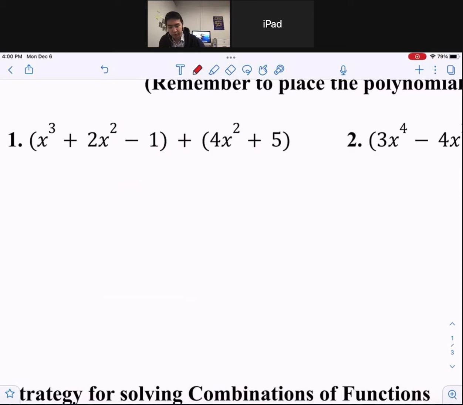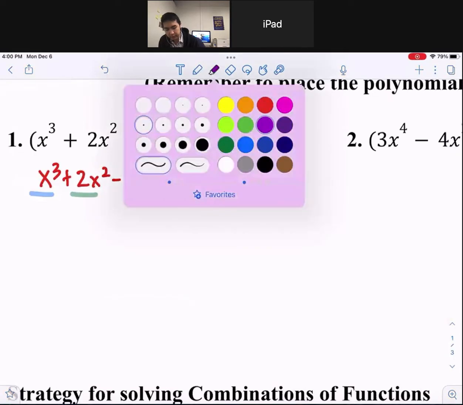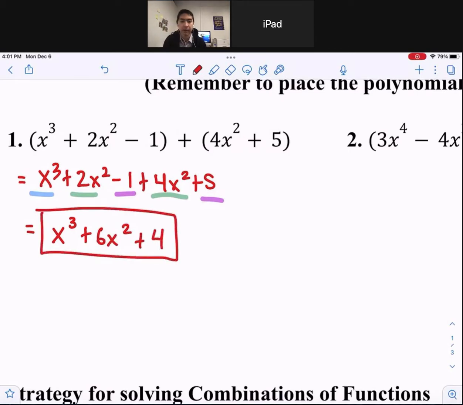Since this one is addition, that means you just drop the parentheses and combine like terms. So the x to the third is by itself. You can combine the x to the seconds together and you can combine the constants. Once you do that, put it in standard form, highest degree first, so x to the third. The 2 plus the 4, which is the green, 6x squared, minus 1 plus 5 is plus 4. So that would be the answer for that one.